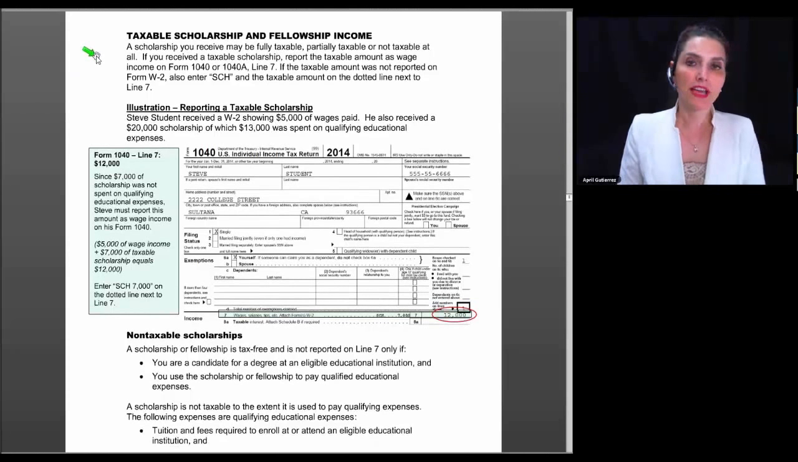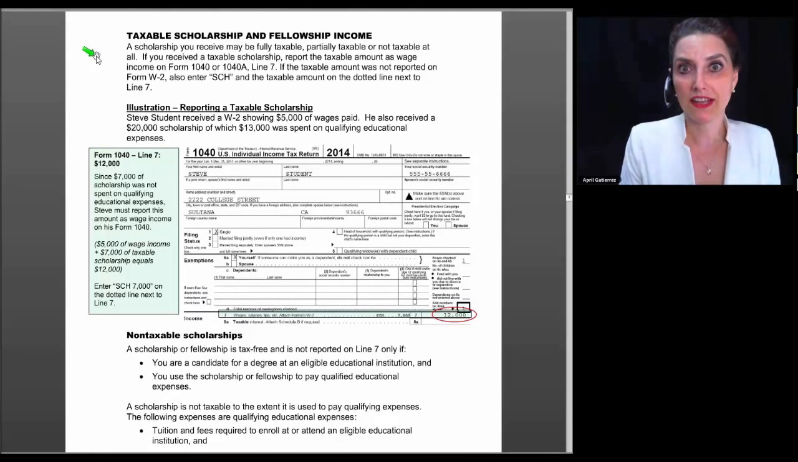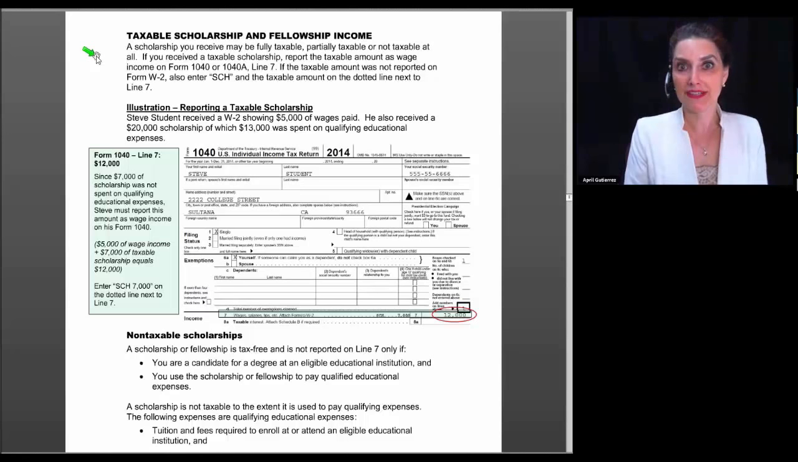The next item we're going to look at is taxable scholarship and fellowship income. We're still on line 7 of the 1040. We haven't gotten off line 7 yet. Line 7 is also where you report taxable scholarship and fellowship income. These items are treated as if they are wage income. So a scholarship that you receive may be fully taxable, partially taxable, or not taxable at all. If you receive a taxable scholarship, you report the taxable part of the scholarship as wage income on Form 1040, line 7. And I have a little illustration here.